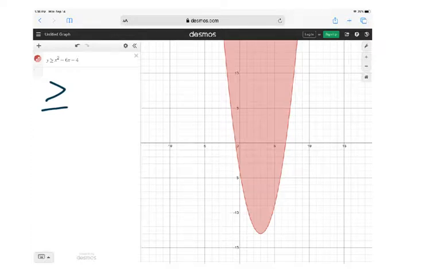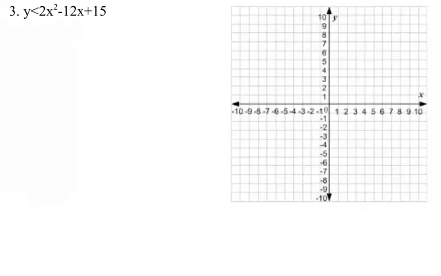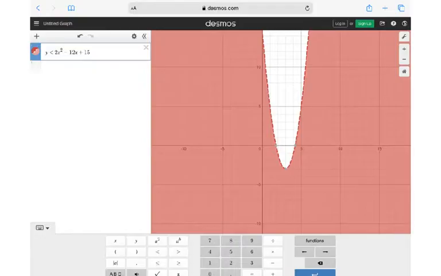Okay, we're just going to do a couple more so you can understand Desmos, and then we'll make it a little bit harder. So here's number 3. Try it in Desmos. Pause the video. 1, 2, 3. Alright, here's what you should get. Still remember that your shaded region is where the answers are. And you have a dotted line because you just have a less than sign.